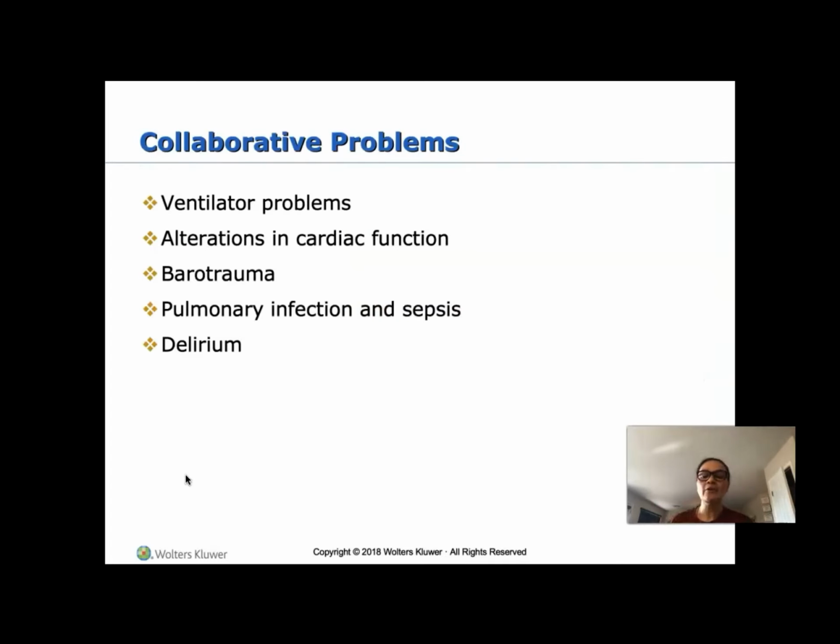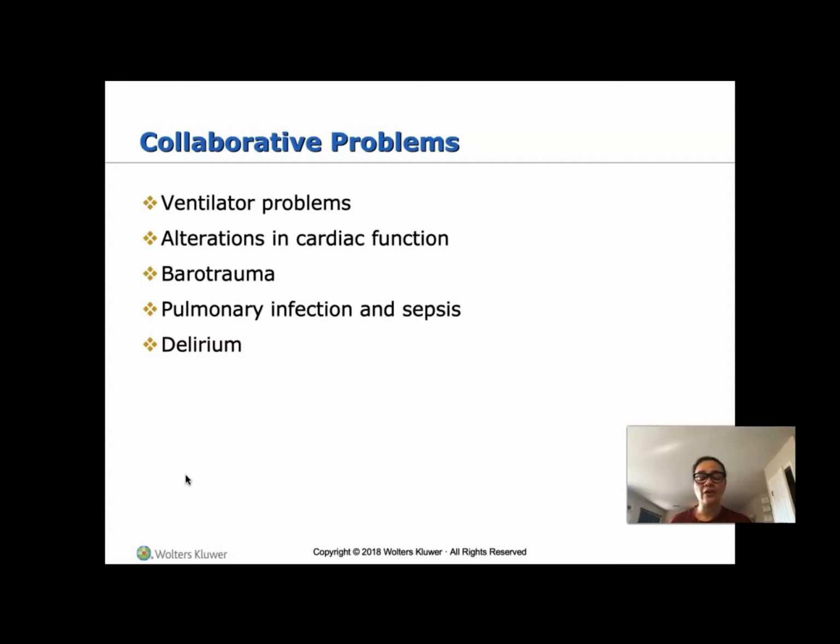All right, collaborative problems, ventilator problems. I kind of brushed on some of those a little bit. Plugging it in, making sure it's not kinked, there's no holes in our tubing, they didn't yank out their tube and it's thrown across the room. It didn't get moved. The way it's taped is not coming off. The settings need to be looked at, checked.